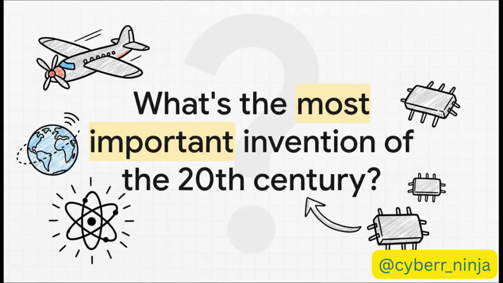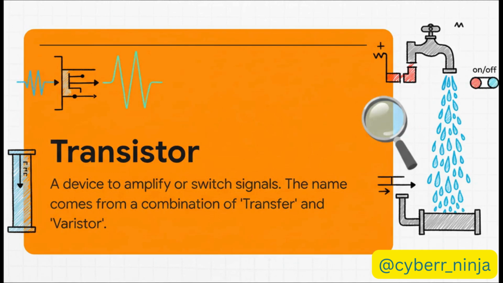So let me just ask you a question. What do you think is the single most important invention of the 20th century? You know, your mind might jump to the airplane, or maybe the internet, or even nuclear power. But what if I told you the answer is something so much smaller? A tiny little component that completely changed the course of human history. And that invention, you guessed it, is the transistor.